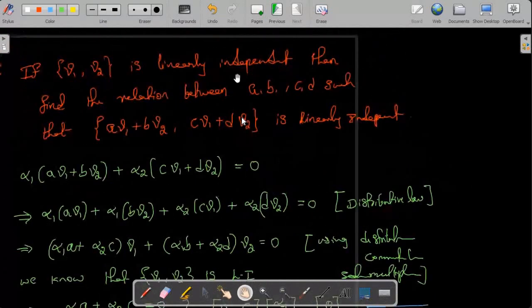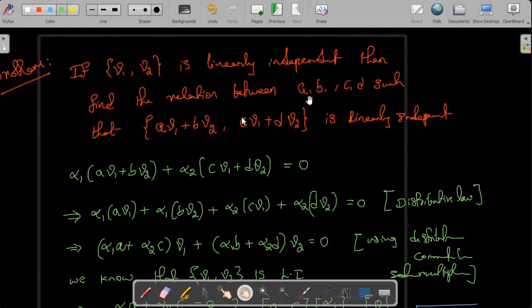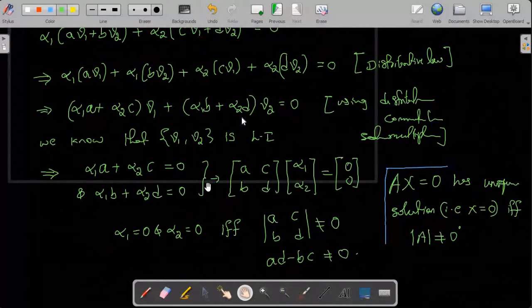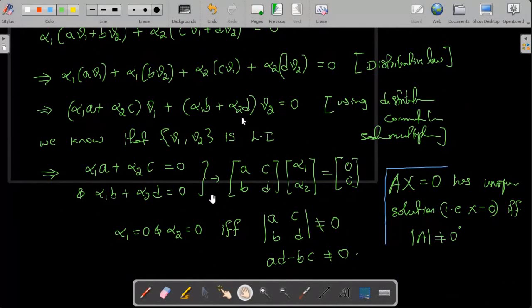The question is to derive that condition. If V1, V2 is linearly independent, then find the relation between A, B, C, D such that this set is linearly independent. Now such a relation is nothing but AD minus BC not equal to 0. It is actually the transpose of the ABCD matrix. That's why we got the same determinant, AD minus BC.